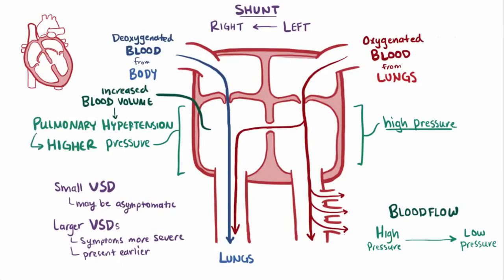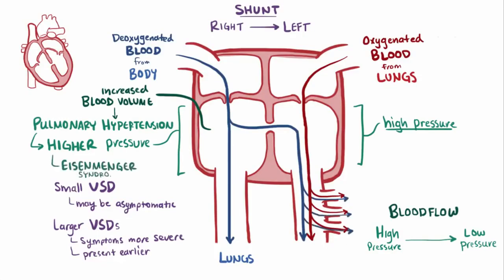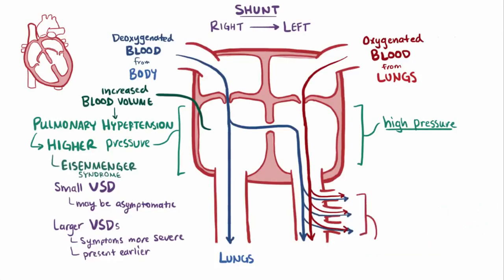If pressure increases to a point where the right side's more than the left side, then the direction of blood flow through the VSD can switch from being left to right to right to left, a condition known as Eisenmenger syndrome. Now, deoxygenated blood is escaping out to the systemic circulation and being pumped out to the whole body via the aorta. This essentially means that less oxygen is being delivered to the tissues, which definitely isn't good.